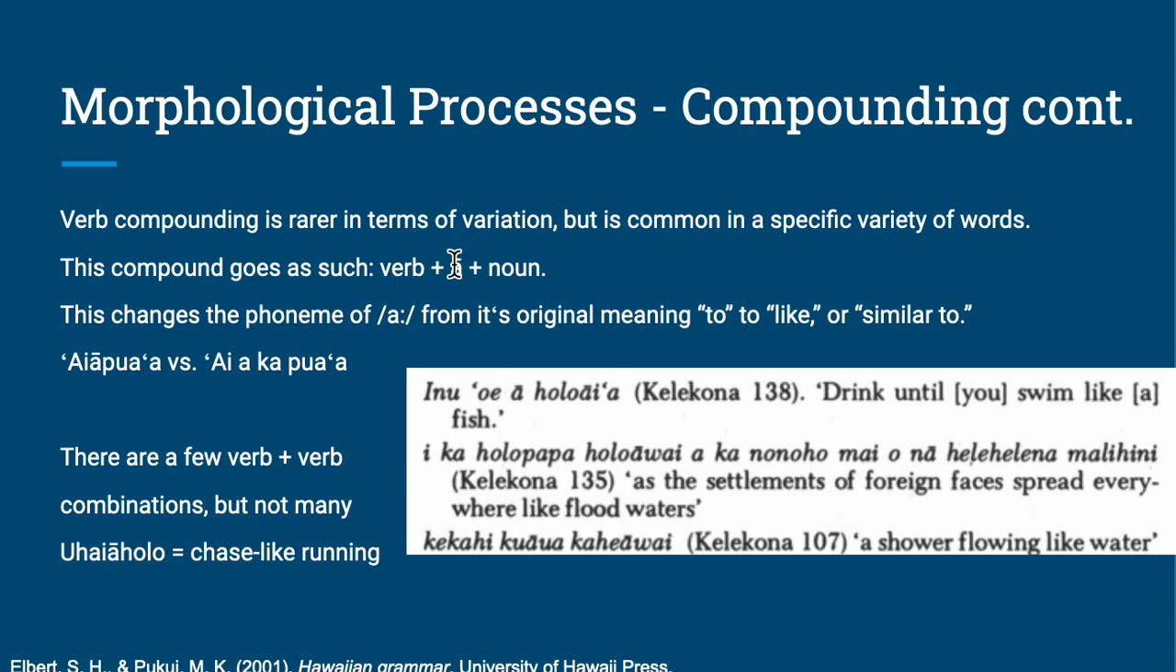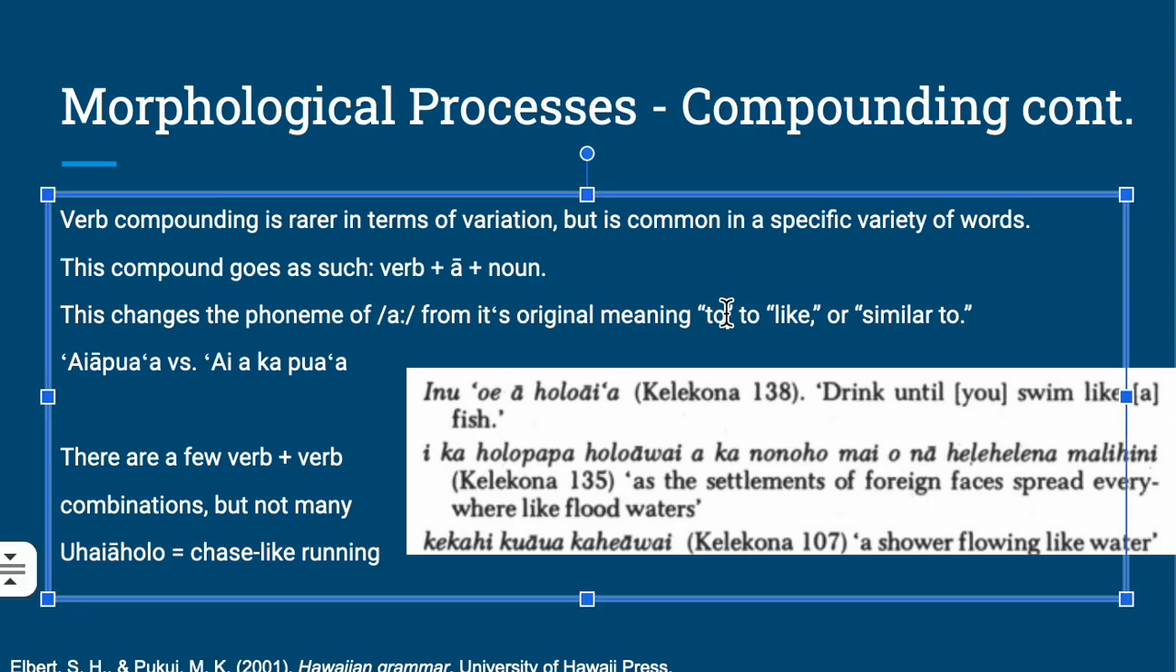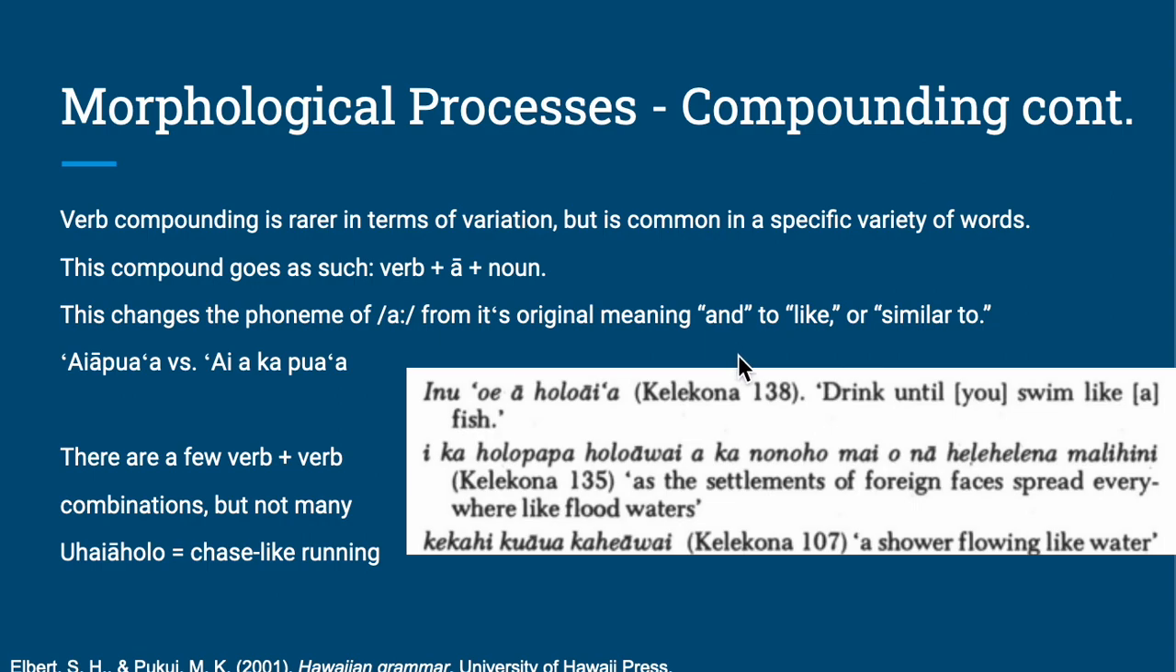So it's like verb plus that a that we talked about earlier in humu nuku nuku apua'a, and a noun. This changes the phoneme of a, like with the elongated a, from its original meaning of to slash and. I guess I'll write and here. That should be that. It should be and to like or similar to, just like denoting a simile in the word. So ayapua'a in this case versus ayakapua'a.